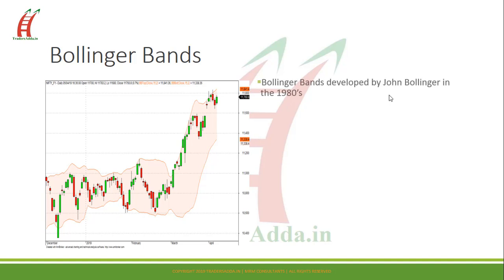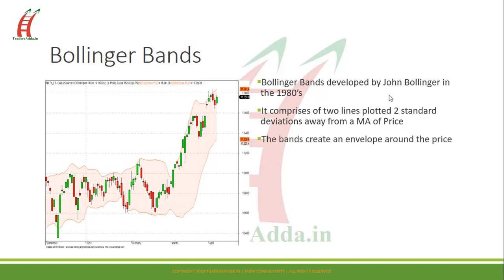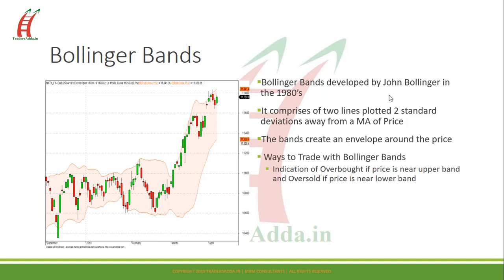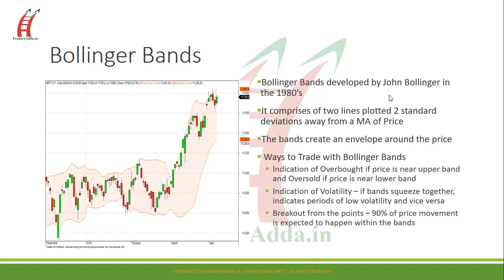Bollinger Bands. Bollinger Bands were developed by John Bollinger in the 1980s. It comprises two lines plotted 2 standard deviations away from a moving average of price, to form a band around the price. The bands create an envelope around the price. Ways to trade with Bollinger Bands are: indication of overbought if price is near upper band and oversold if price is near lower band. Indication of volatility, if bands squeeze together, it indicates periods of low volatility and vice versa. Breakout from the points, 90% of price movement is expected to happen within the bands.